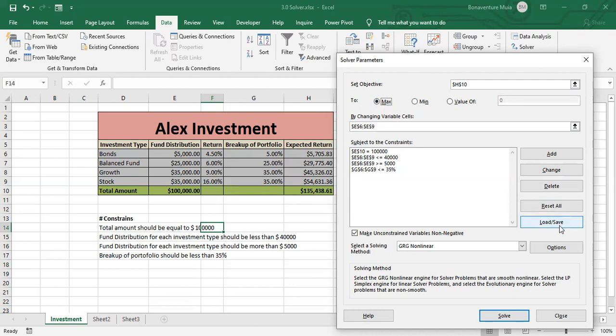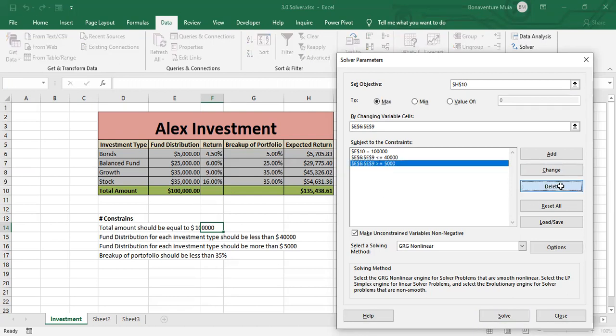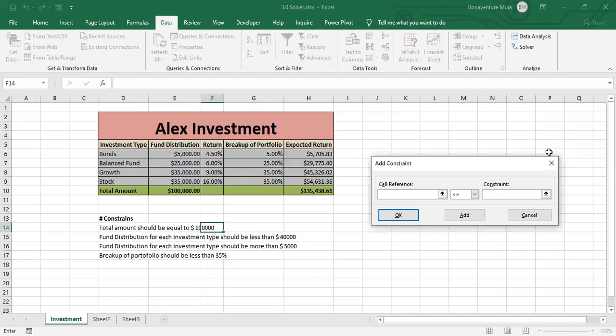So let me reset this so that you see how to have the constraints. I'm just deleting the constraints one by one. You can as well reset so that everything goes back, and then you have to start typing from setting the objective. For you to set up a constraint, you'll be required to click on the add button.